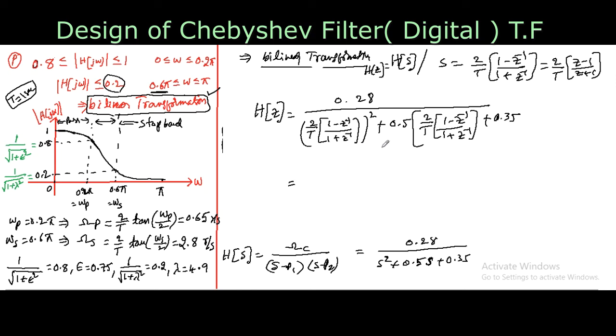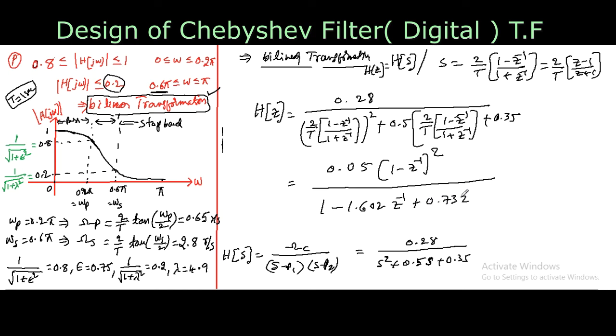Simplify step by step, take the LCM and finally write the simplified digital transfer function. Now writing that, H of z is 0.05 into 1 minus z inverse whole square, by, just take the LCM of the above equation, then it gives this complete expression: 1 minus 1.602 into z inverse plus 0.73 into z to the power of minus 2. I simplified the above solution, that's why I am writing directly. This is the complete digital transfer function.